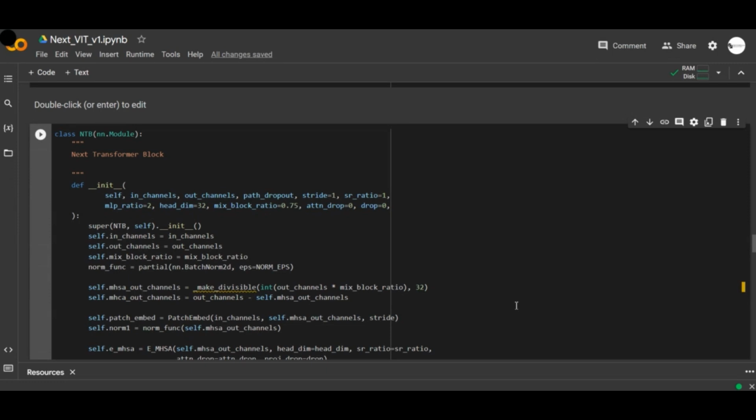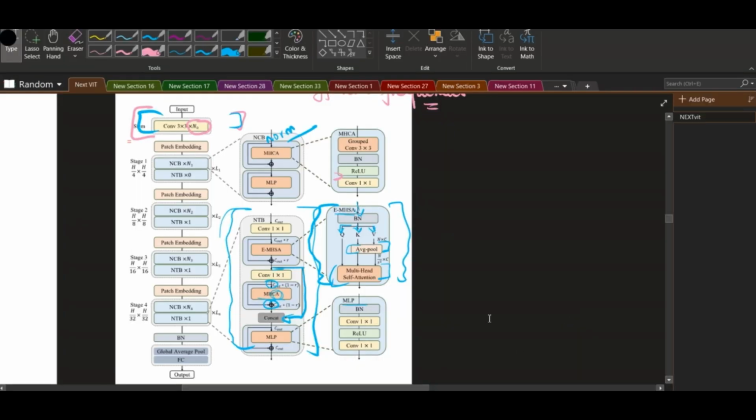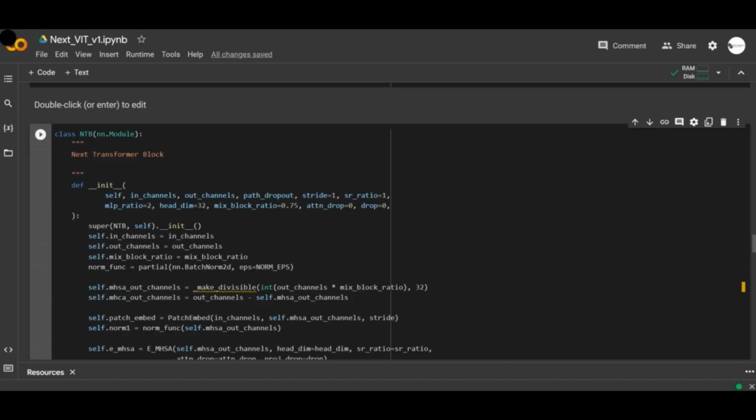The next component is going to be the next transformer block. I'm not going to go too much into depth on this because I feel like it's just integrating all of these things together that we just discussed. So you're just combining them. This is this component right here, so it is just this component here. We just need to combine these together. So that's what this next transformer block does.